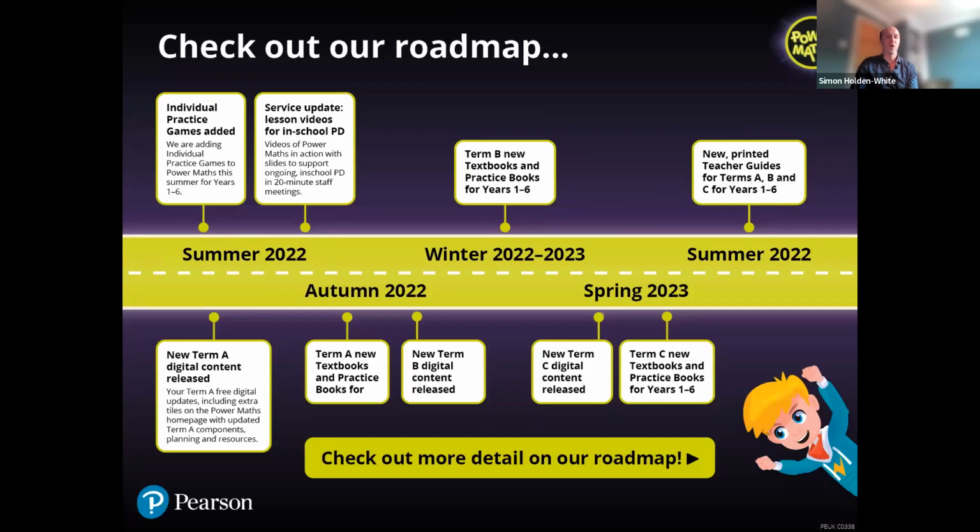Teacher guide hard copy books will be published next summer, so you can't use those hard copies in 22-23. But of course, the teacher guide content is available online. So the digital content for the new editions, all the digital content, will be available in Active Learn before the books. So the term A digital content for the new editions will be added to Active Learn in July, term B in December, term C in March. So in advance of when you need it for teaching.